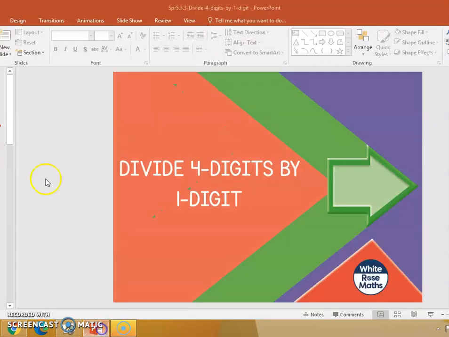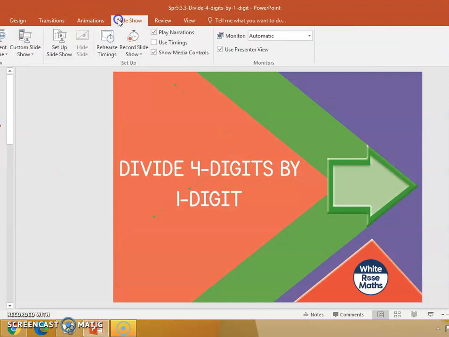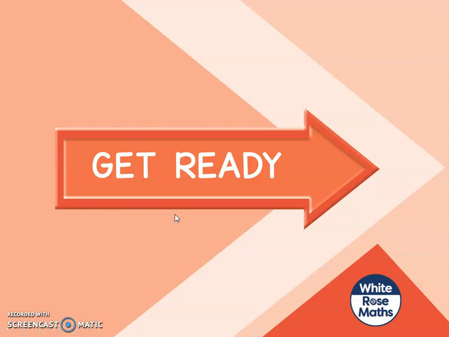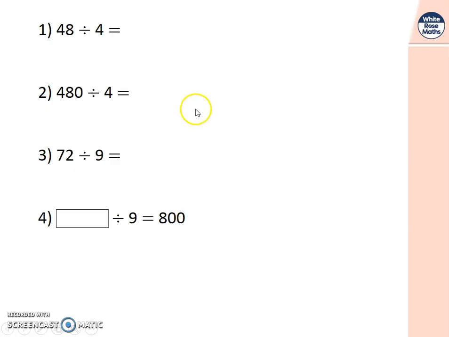Let's look at the learning for today. So, we are dividing 4 digits by 1 digit. Get ready and try these calculations. Make links with the one before. Let's look at those answers.